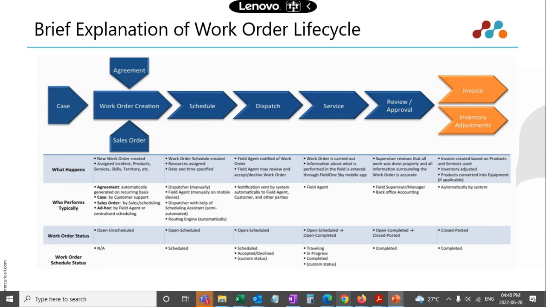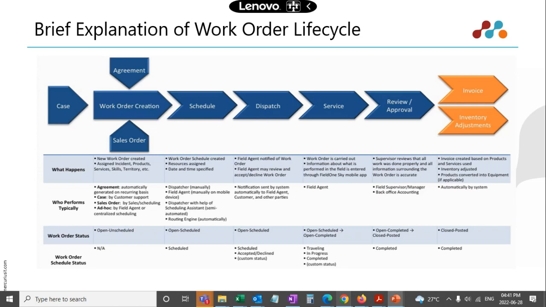So the customers, whoever is present at the job site, will review the work that the field engineer has done. And if he is satisfied with the job, then he will provide his sign off directly in the field service mobile app, which will be considered as the completion of the work order, and the field engineer can update the status accordingly. Once that is done, the next would be the invoicing to the customers and the inventory adjustments.